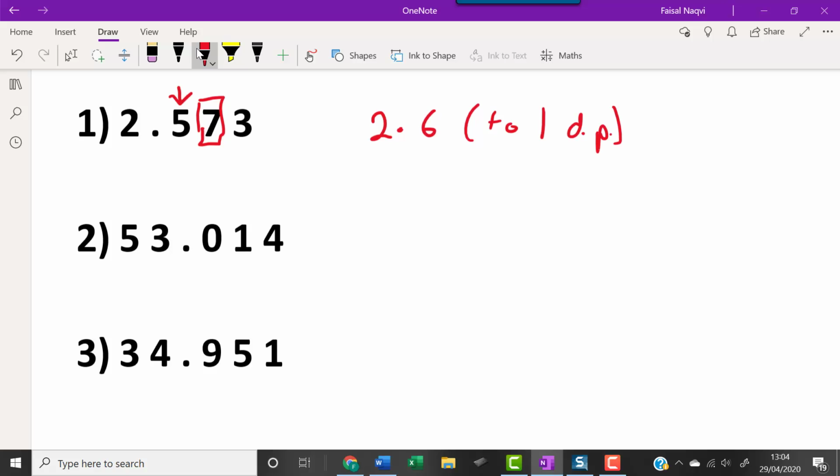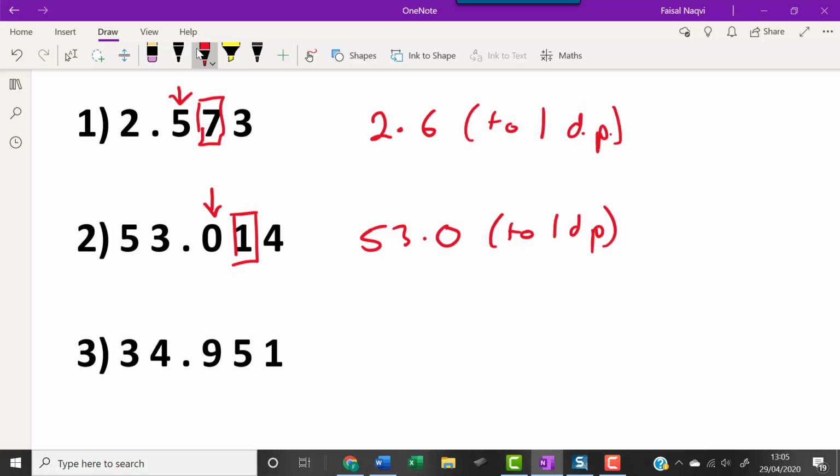For the second one, my first decimal place is 0. The 1 is my deciding number. The 1 tells me to leave the 0 as it is because it's less than 5, so that becomes 53.0 to 1 decimal place. I have to put the 0 because the question's asked me to round it to 1 decimal place.